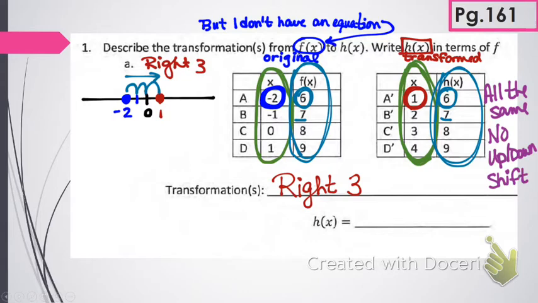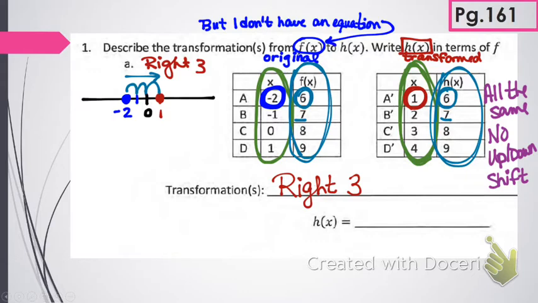I'm curious. Look back at the x column here. If I start at -1 and I end up at +2, is that still going to the right 3? What about from 0 to 3? From 1 to 4? Yes. So we've described all of our transformations here, the only things that are happening.